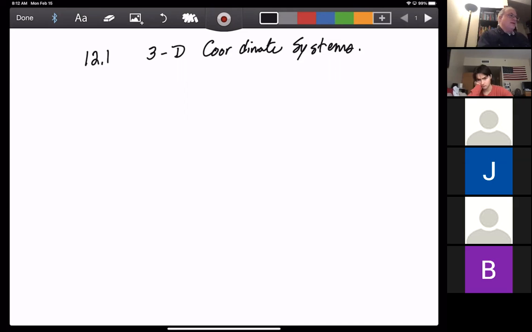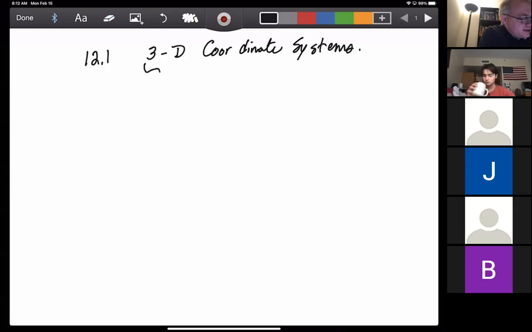All right, so in 243, we cover chapter 12, chapter 13, chapter 14, chapter 15, chapter 16 of your textbook. 12.1 sort of develops a bunch of preliminaries that we're going to use later. There's not so much calculus in chapter 12. And 12.1 is on 3D coordinate systems.